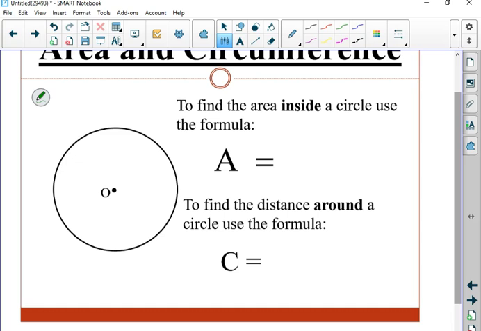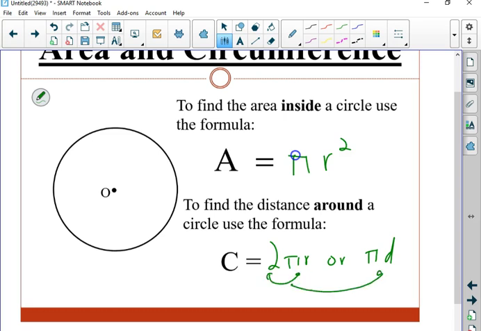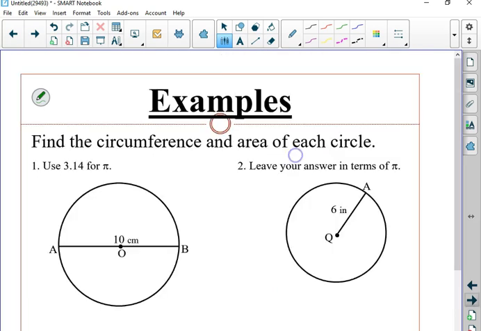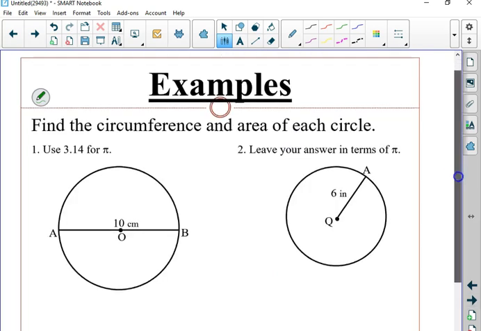The area inside a circle is pi r squared. The circumference of a circle, we can use one of two formulas: 2 pi r or pi times diameter. Remember, 2 times r is the diameter, so that's why you can use either formula. It just depends on what you have. Okay, let's do some examples here.